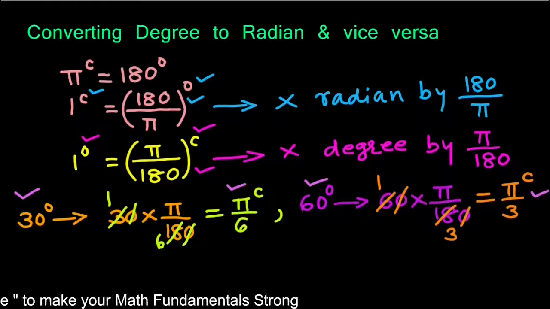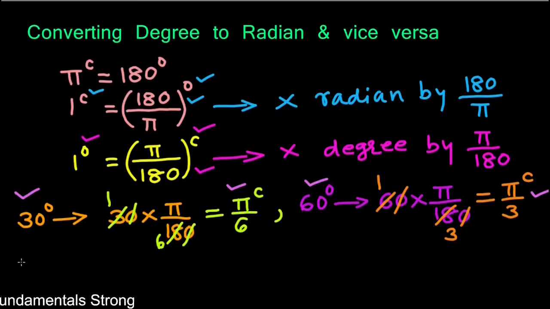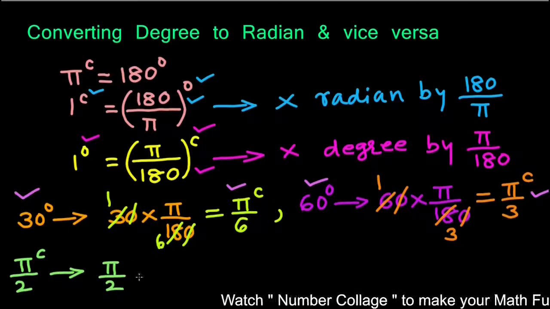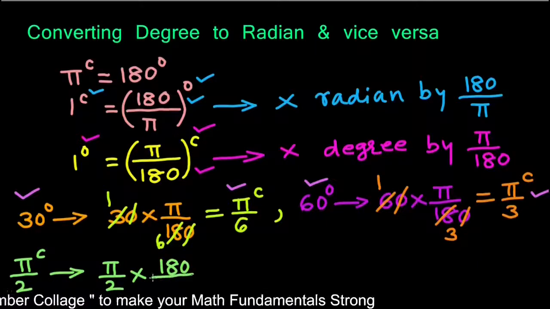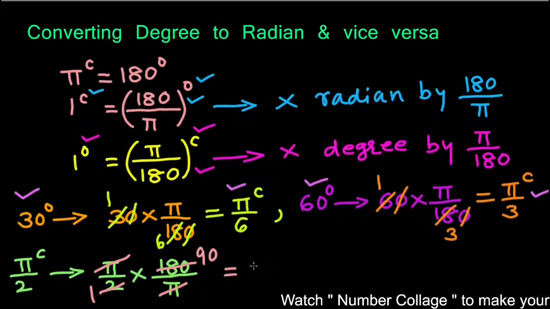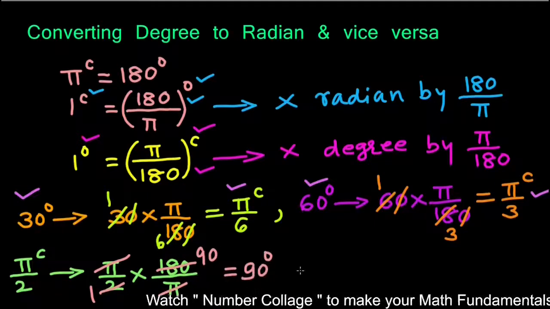On the contrary, suppose we want to convert pi by 2 radians into degree measure, then we have to multiply pi by 2 by 180 by pi. This pi gets cancelled. 2 ones are 2, 2 nines are 18, 2 zeros are 0. So that gives us 90 degrees.